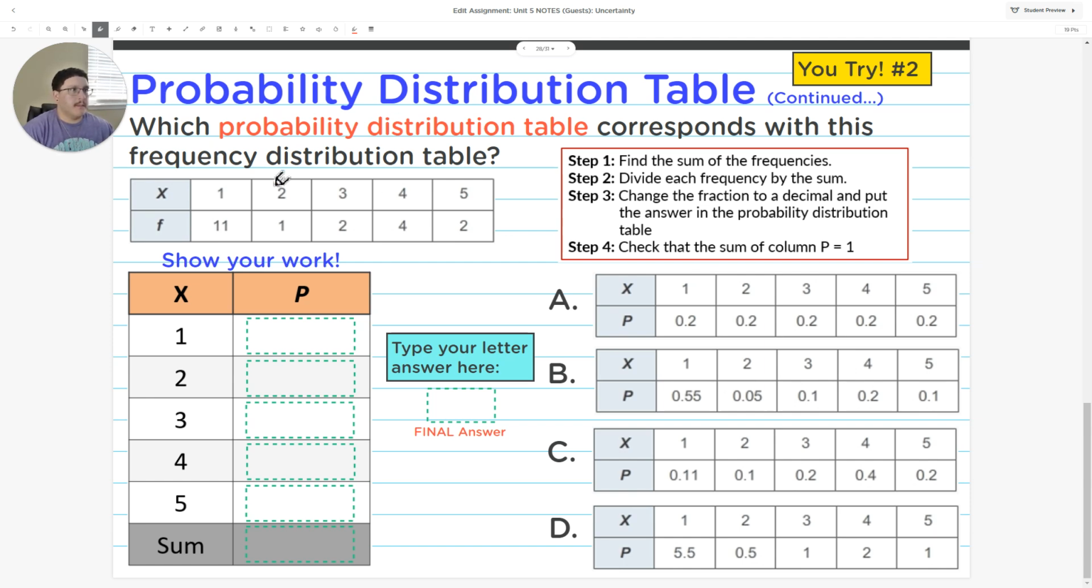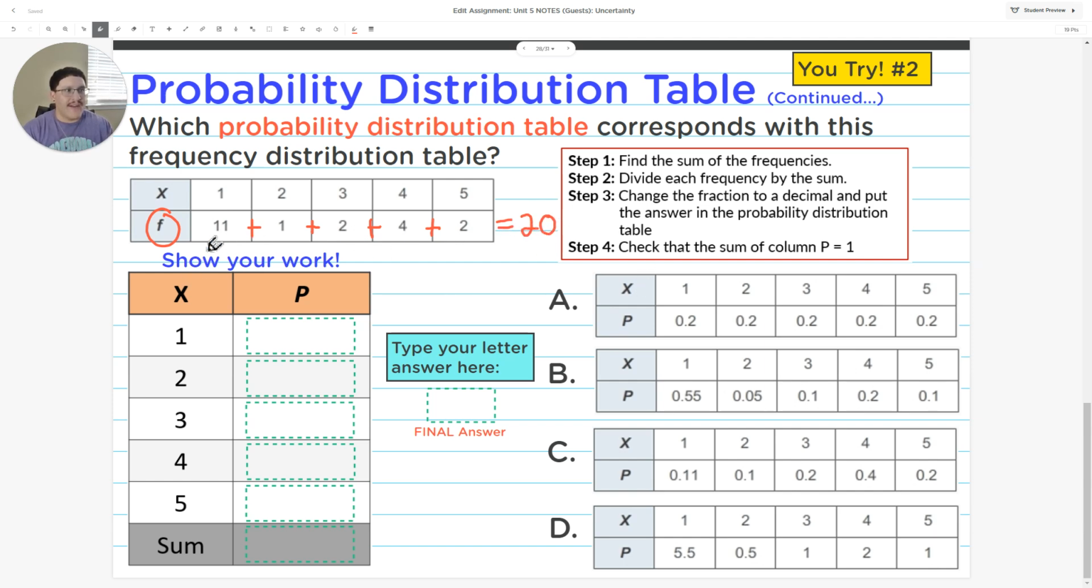So, which probability distribution table corresponds with this frequency distribution table? First off, we're going to find the sum of the frequencies, frequencies being f. We're going to add 11 plus 1 plus 2 plus 4 plus 2. So 11 plus 1 is 12. 12 plus 2 is 14. 14 plus 4 is 18. And then plus 2 is 20.